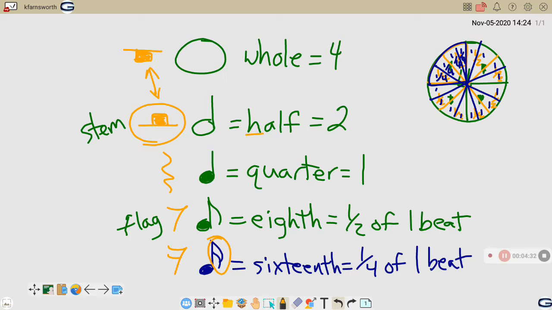So a whole rest means you rest for the whole measure and not play anything. A half rest means you rest for 2 beats. Quarter rest means you rest for 1 beat. Eighth rest means you rest for a half a beat. 16th rest means you rest for 1/4 of a beat.